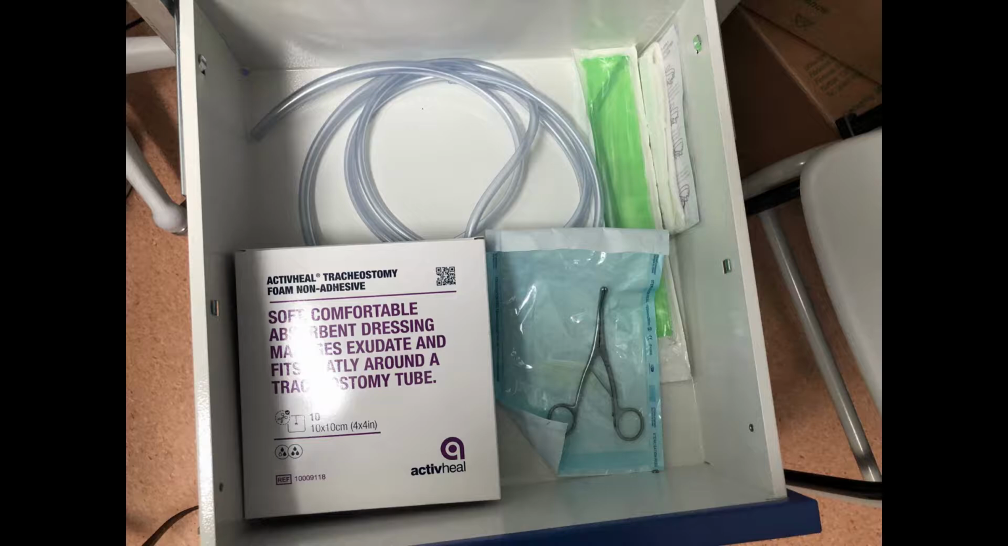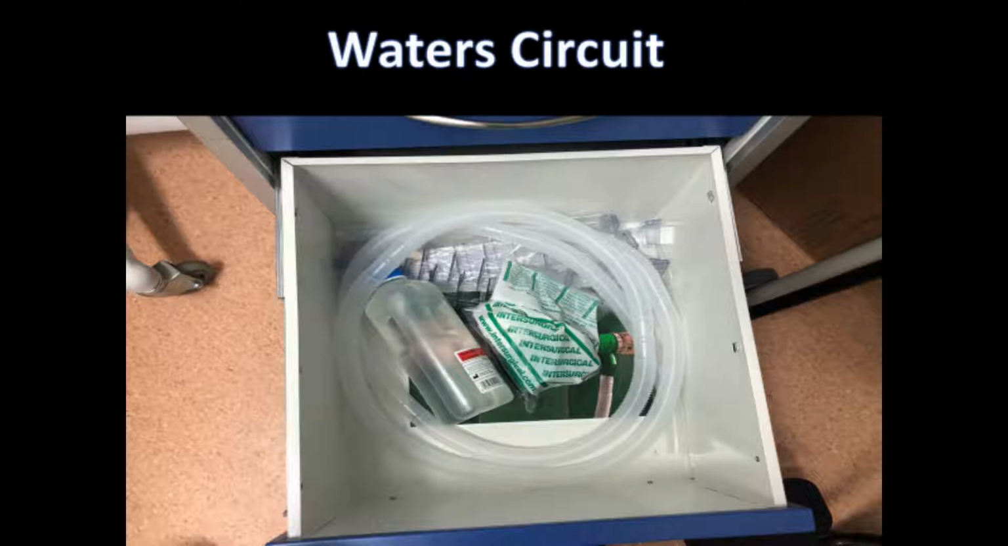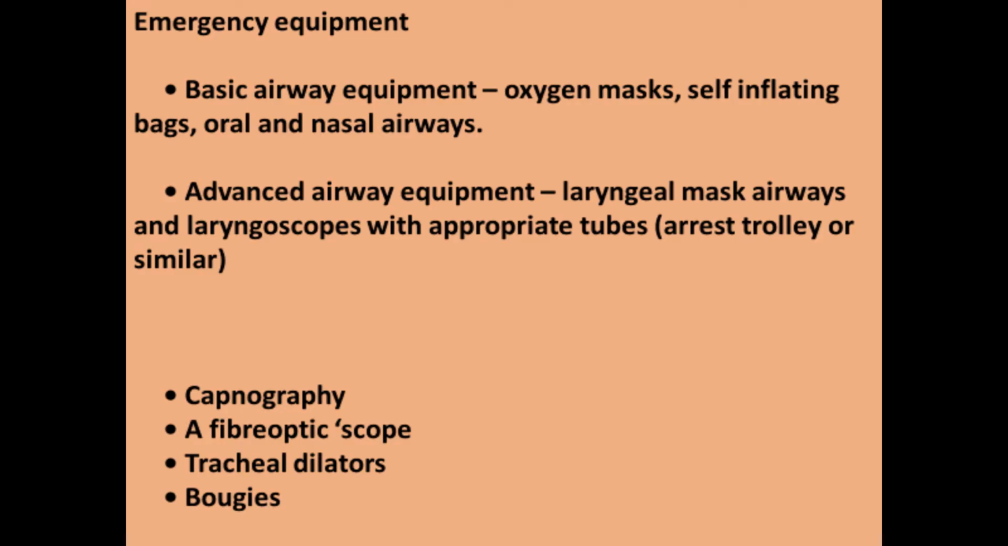Emergency airway equipment can include the basic equipment, self-inflating bags, oral and nasal airways, and advanced equipment like an LMA, laryngoscopes, appropriate tubes, capnography, and dilators.